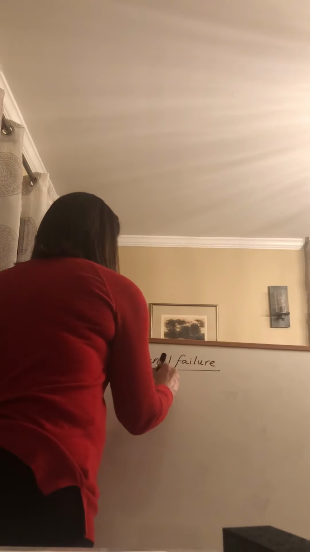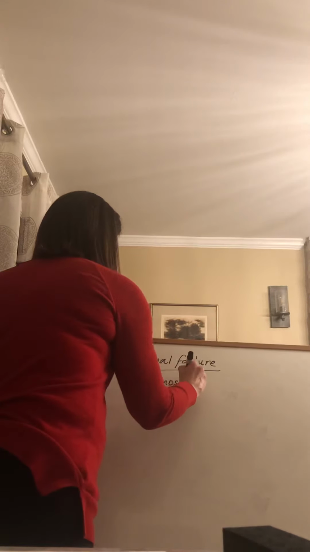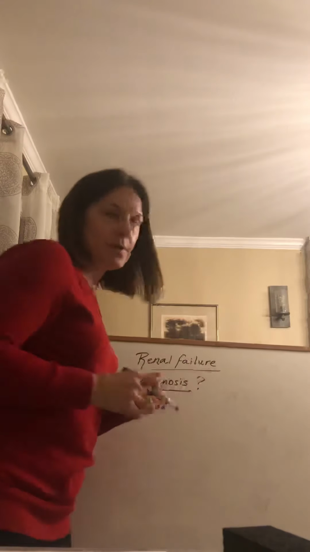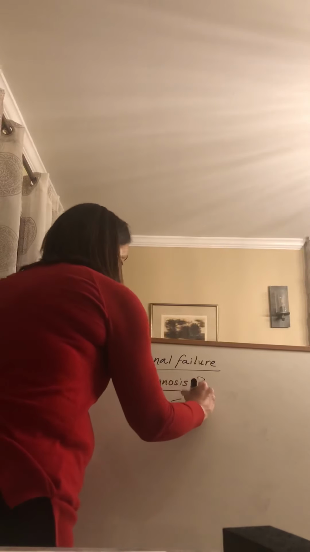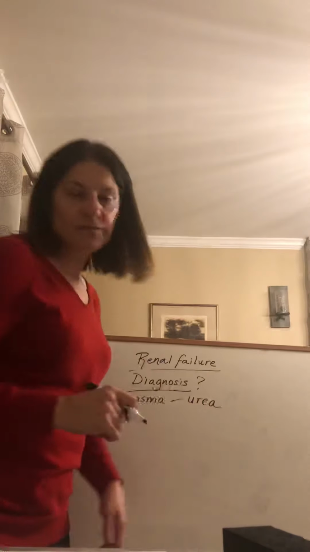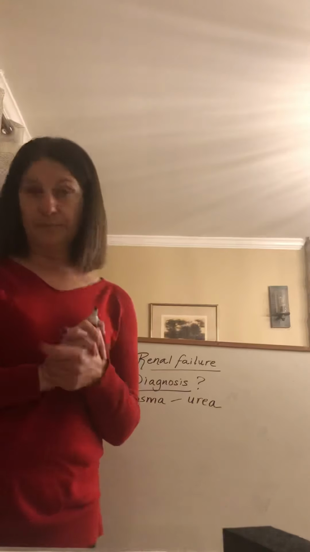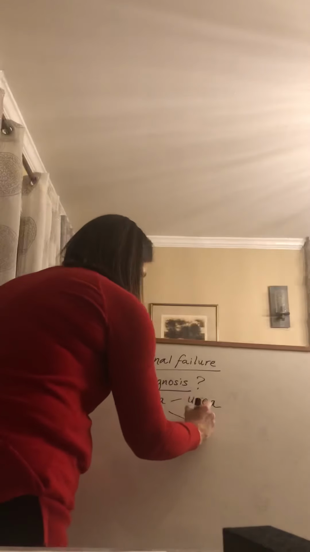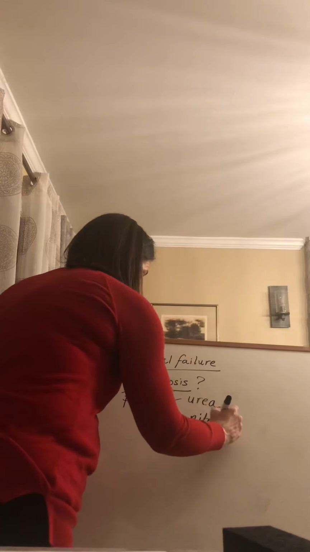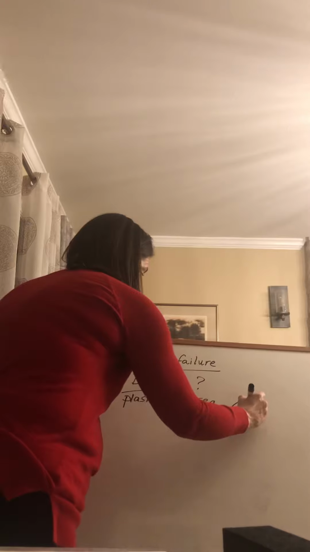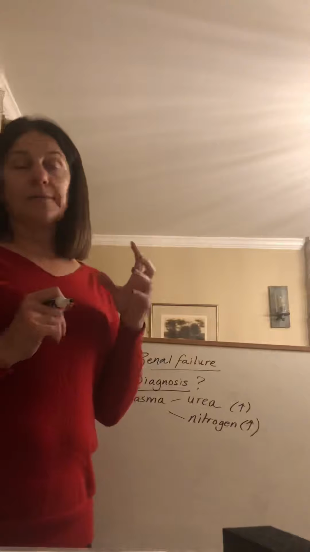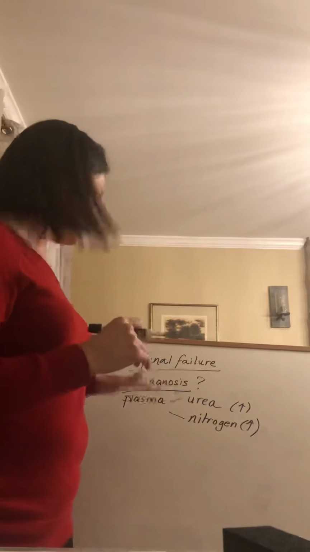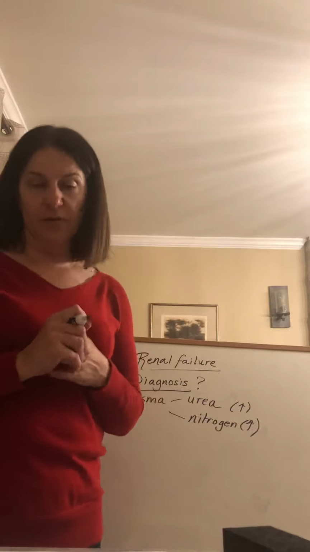Diagnose how bad and how extensive renal failure is. How do we do it? So again, we're going to use plasma-borne markers. So we're going to look at plasma levels of urea, if they are elevated, and plasma nitrogen levels. If these are elevated, the extent of their elevation can give us an indicator of how bad the kidneys are failing. At what stage of kidney failure are we?